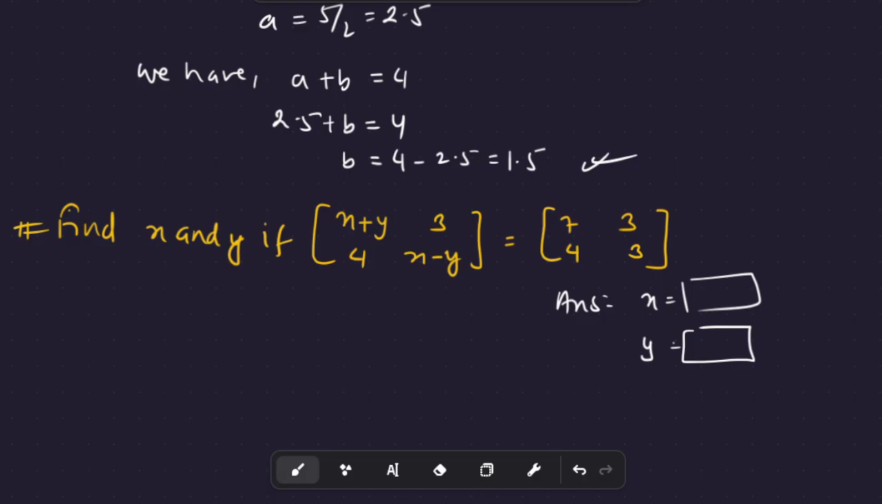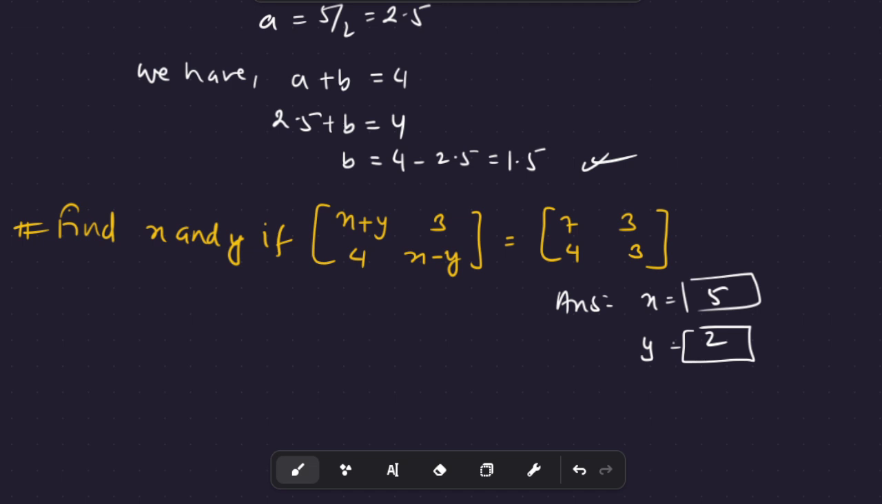The two matrices are equal, so you can equate the corresponding elements. The corresponding element of x plus y is 7. We can equate those two. So x plus y equals 7. One equation is formed now. Similarly, the element corresponding to x minus y is 3. So we can equate those two. We'll get the second equation. Now by solving these two equations, we'll get the values of x and y. Sir, x equals 5 and y equals 2.